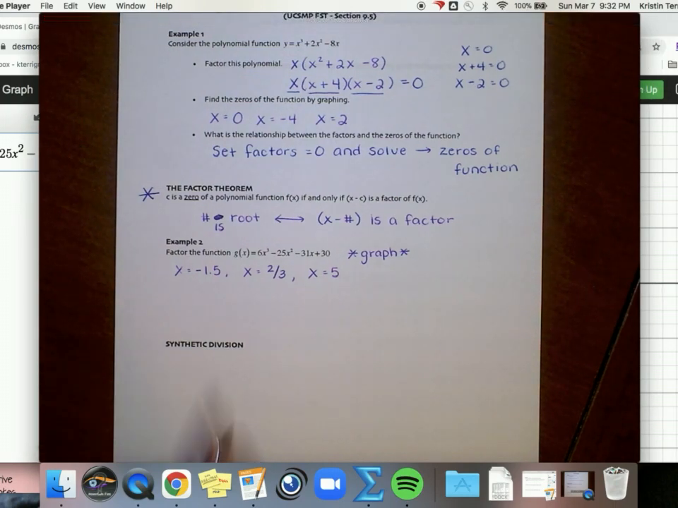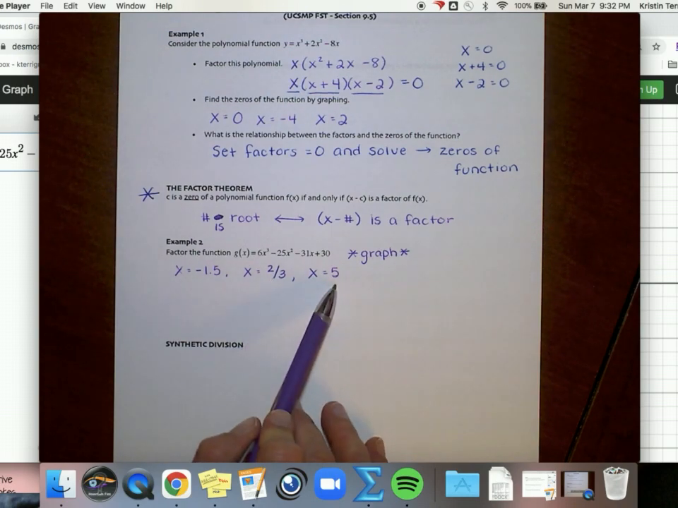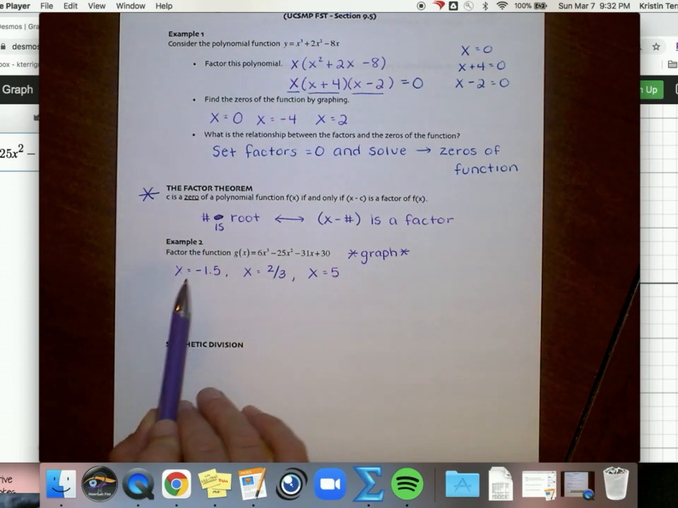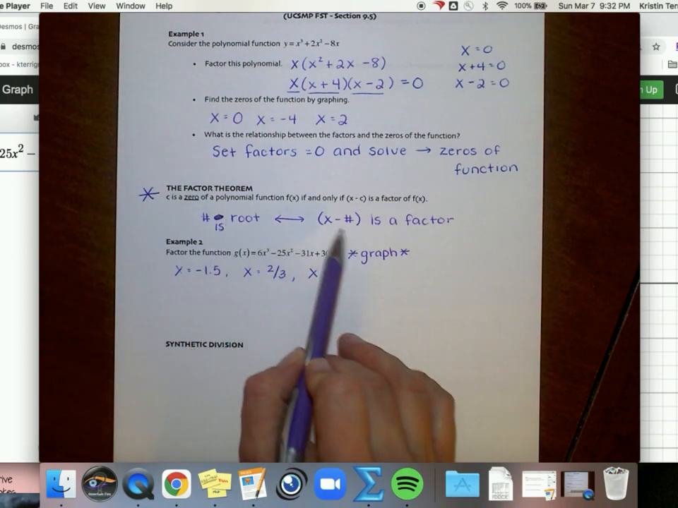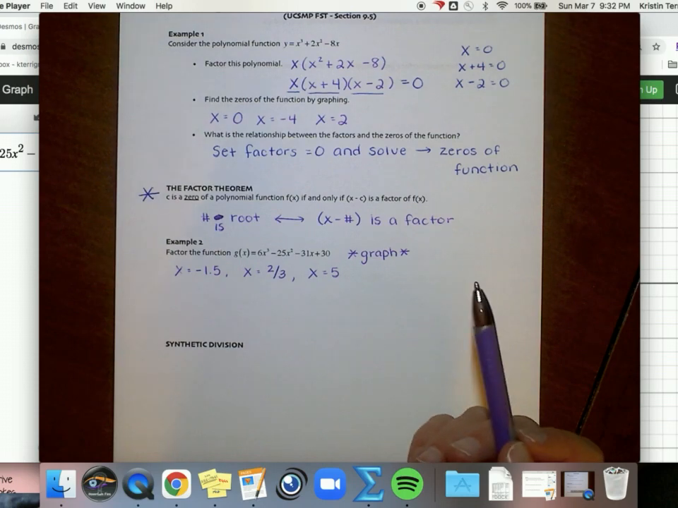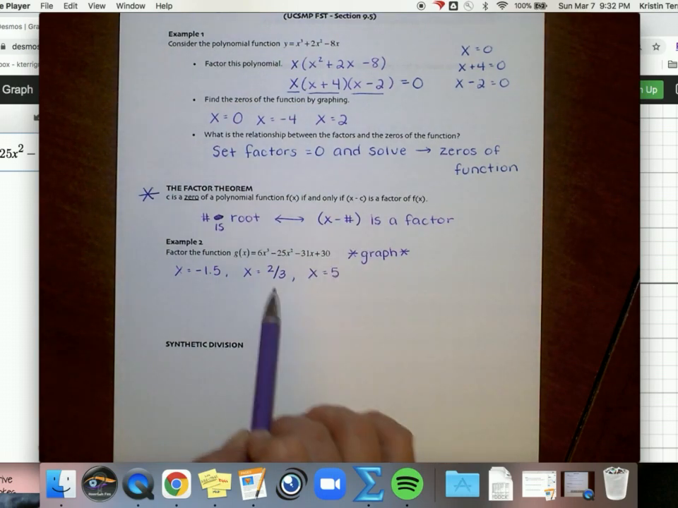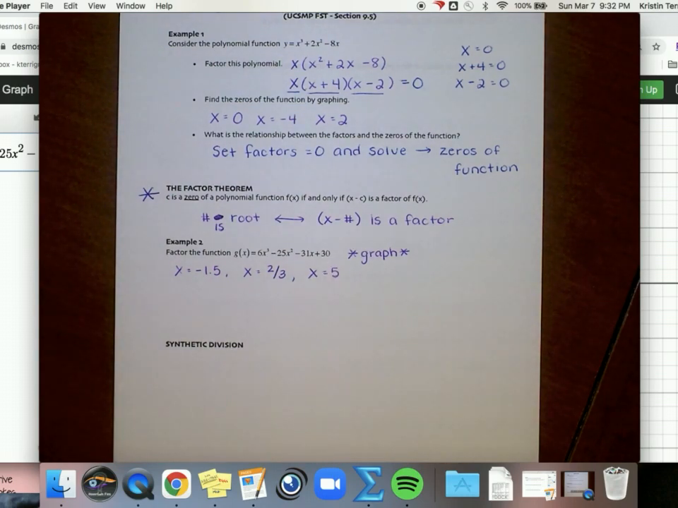Okay, so I've got my 3 zeros, right? I've got the -1.5, I've got the 2/3 and the 5. And so what I know now is that any number that's a root can be turned into a factor by just writing it as x minus that number. Now, here's the problem. When we factor using integers, you've never seen us write factors with fractions or decimals in them, okay? And you won't, because the idea of factoring is to use whole numbers, okay?